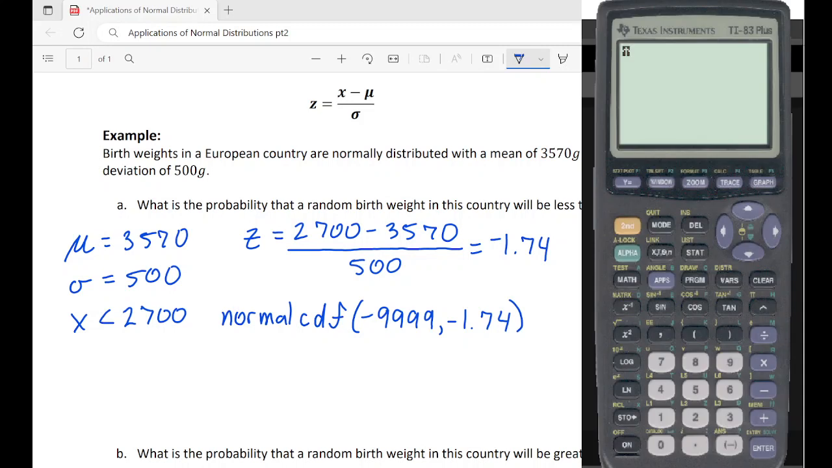So bring up our calculator. And we're going to go to second vars, normal CDF. And then we're going to do negative 9999, comma, negative 1.74. And then hit enter, and we're going to get this number here. So we're going to get 0.0409 as our probability that you will find a random birth weight less than 2,700.